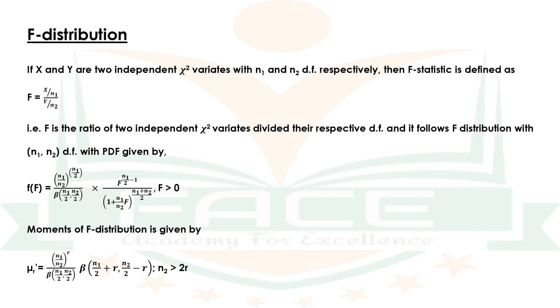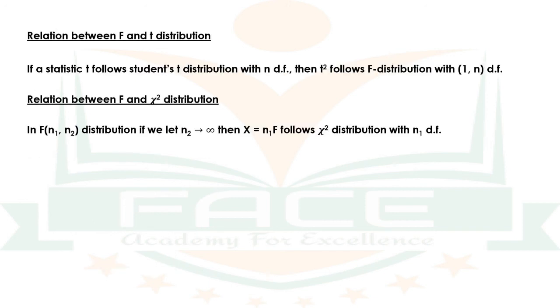The moments of F distribution is given by mu r dash is equal to n1 by n2 the whole raised to r divided by beta n1 by 2, n2 by 2 into beta n1 by 2 plus r, n2 by 2 minus r, where n2 is greater than 2r. So let us see the relation between F and t distribution. If a statistic follows Student's t distribution with n degrees of freedom, then t square follows F distribution with 1 comma n degrees of freedom.